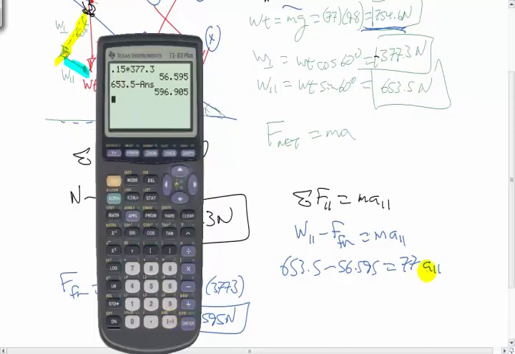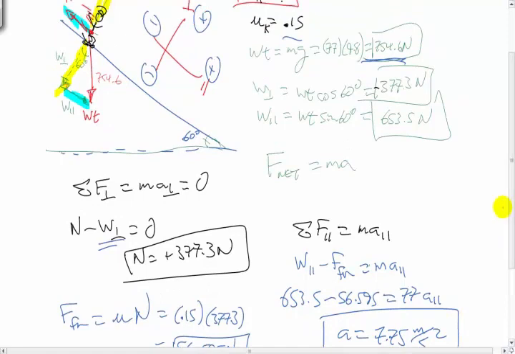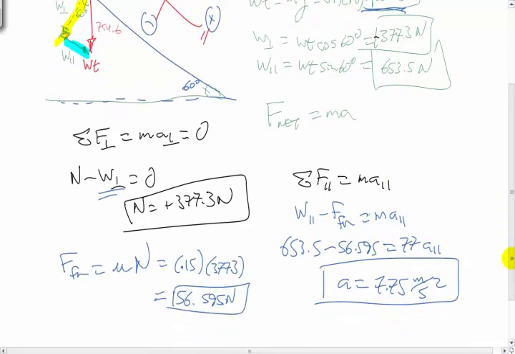And then how do we get acceleration parallel by itself? Divide both sides by what? By 77 kilograms. And we finally get an acceleration of 7.752. Good enough. Units for acceleration: meters per second squared. And let's use a little common sense. If you're sliding down a half pipe on your knees, you're not going to be going faster than gravity. What's gravity? 9.8, right? The acceleration should always be less than 9.8 on a half pipe because you're using gravity to your advantage, but you're using the ramp to water down gravity.